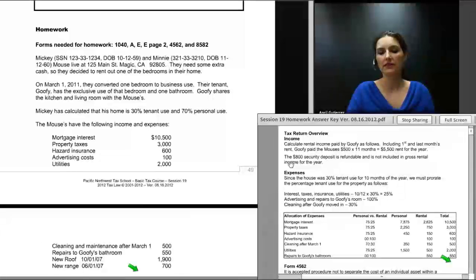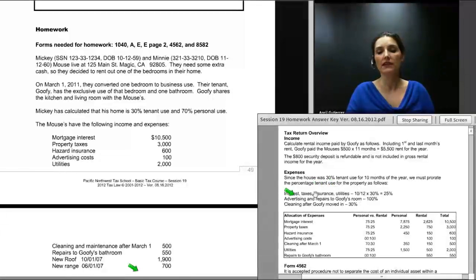But let's also look at some other considerations. The house was 30% tenant use for 10 months of the year, and we need to prorate the percentage of tenant use for the property for the whole year. So we take the interest, the taxes, the insurance, and the utilities, and we say, there were 10 months of business use out of 12 months. So we're going to take 10 divided by 12. But then we have to look at, for the period of time that there are allowable deductions on Schedule E, how much of the house is tenant use, and that's 30%. So we essentially take 10 divided by 12, multiplied by 30%, and that gives us 25% business use that can be allocated to the interest, taxes, insurance, and utilities.